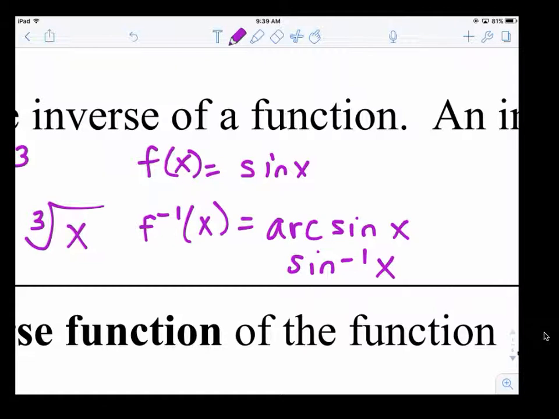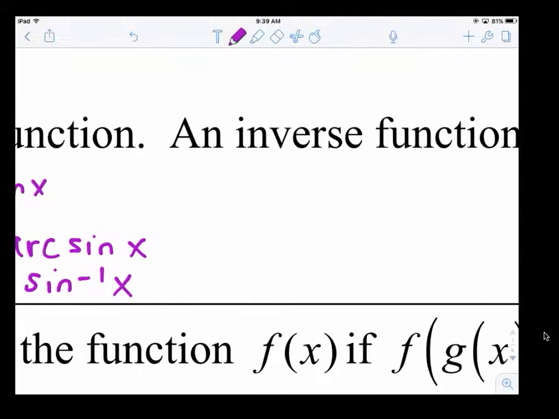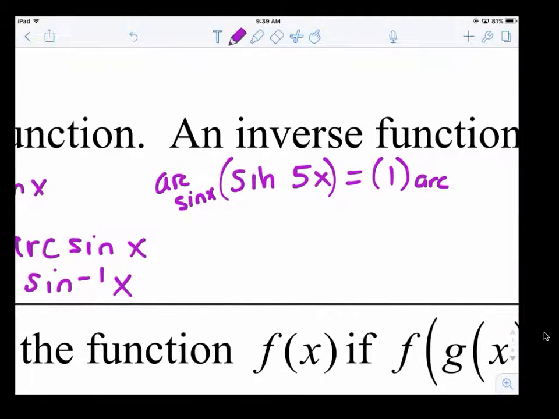If I had sine of 5x is equal to, I don't know, 1, what I could do is take the arc sine on both sides, just like an inverse. The arc sine cancels out the sine, and you're just left with 5x. You can do that algebraically, but you don't have to.